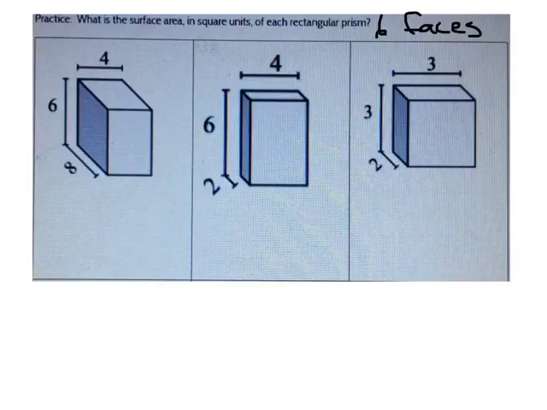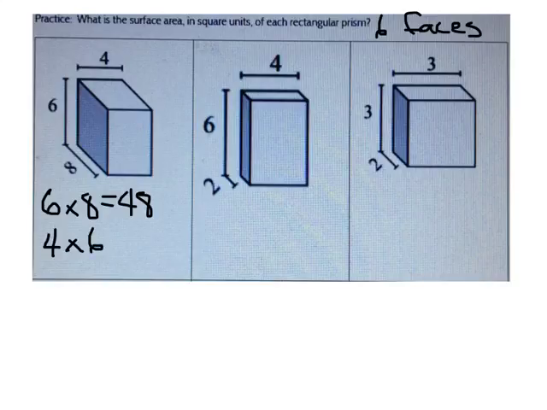Let's find the surface area of the first one. How do I find the area of the side? Well, it's got a height of 6 and a base of 8. So the area of one side is 48 square units. How do I find the area of the front face? Well, it has a base of 4 and a height of 6. So the area is 24 square units.